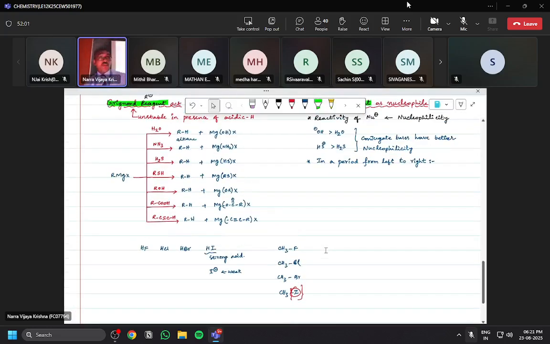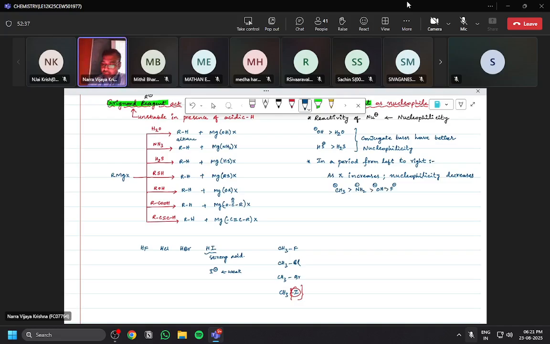In a period from left to right, as electronegativity increases, nucleophilicity decreases. Correct? Example, CH3 minus, NH2 minus, OH minus, F minus. So which is weak?